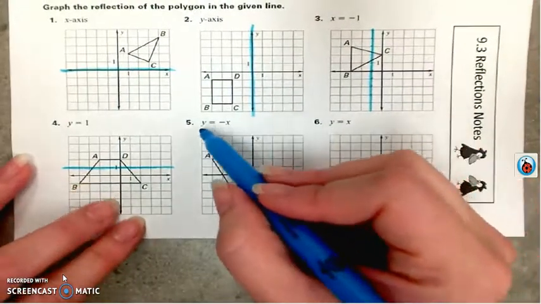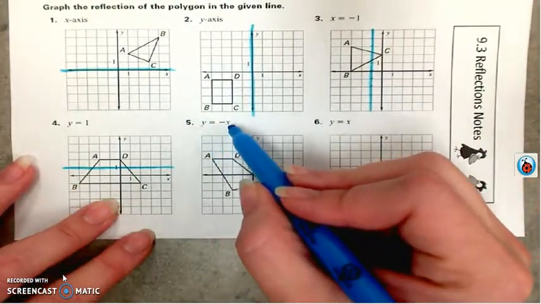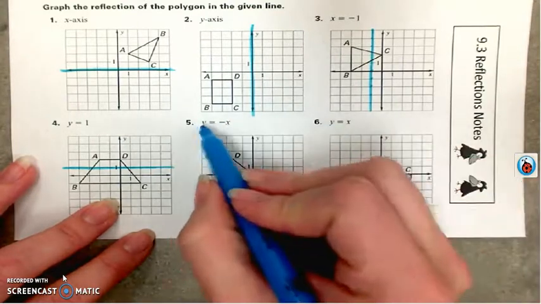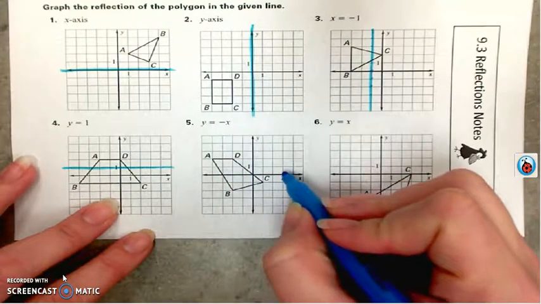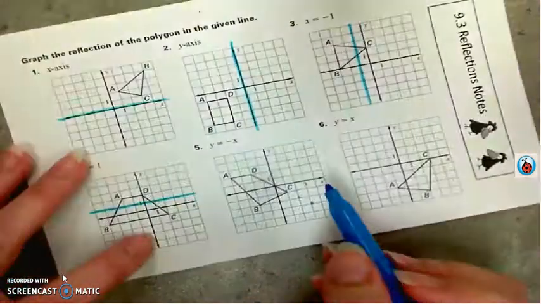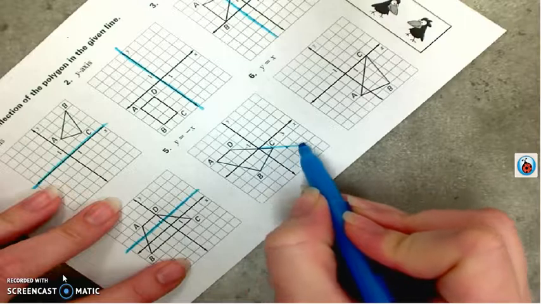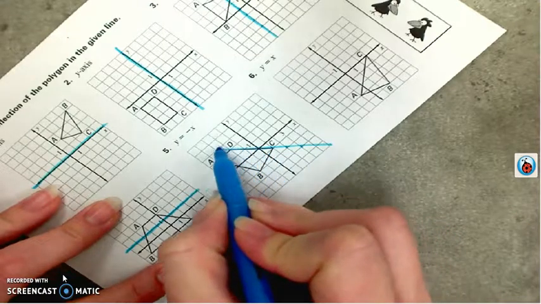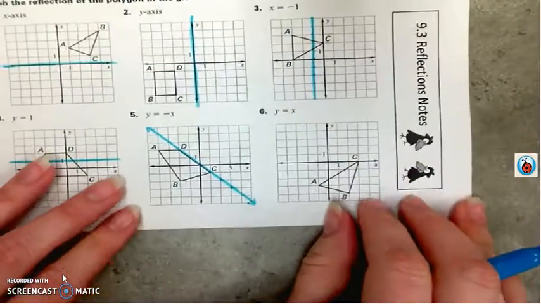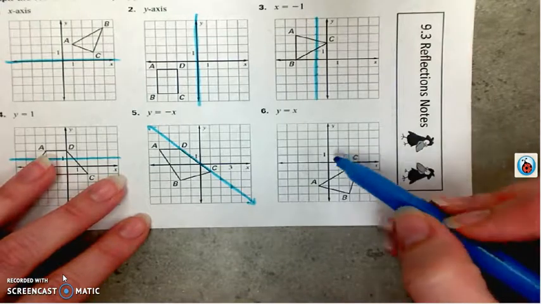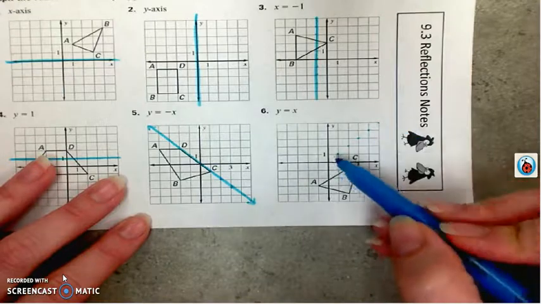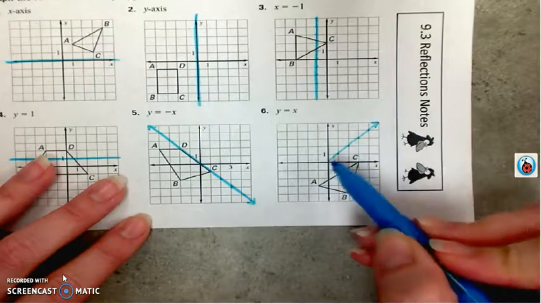Number 5, this is more like a y equals mx plus b sort of line with a slope of -1. Or you can think of the y value being opposite the x. So if x is 3, y is -3. So it's just going to be this diagonal, perfect 45-degree angle. There it is. And the last one, y equals x. Again, mx plus b, you'd have a slope of up 1 over 1. Or you could think of 1, 1, 2, 2, 3, 3, where the y equals the x.